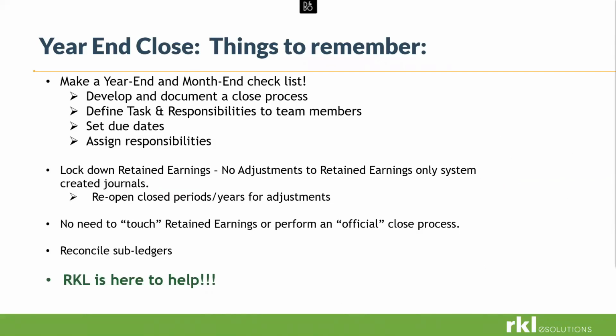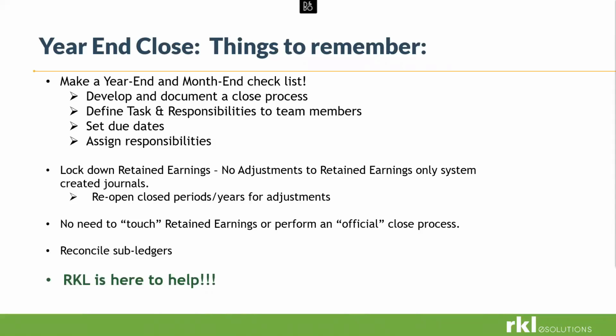So at year-end, make a year-end and a month-end checklist. Develop and document your close processes. Define tasks and responsibilities for your team members. Set up due dates, assign responsibility. You want to lock down retained earnings, think about the disallowed posting. Nobody should be making journal entries into retained earnings.